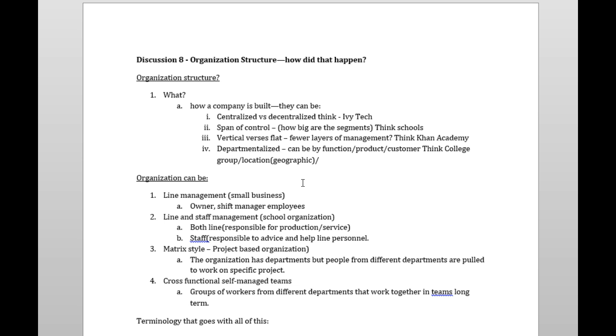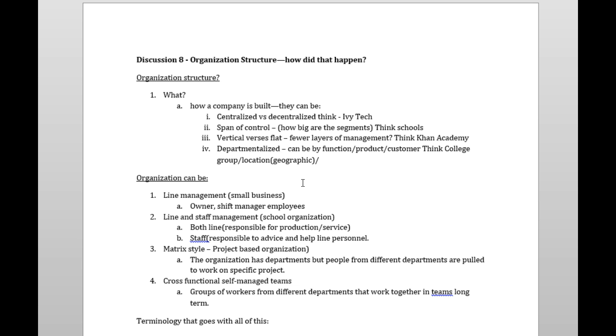The other one is vertical versus flat. How is the organization designed? Does it have a management top and then the information goes to the bottom? Is it in a pyramid type shape? That's a vertical organization. Or is it flat?